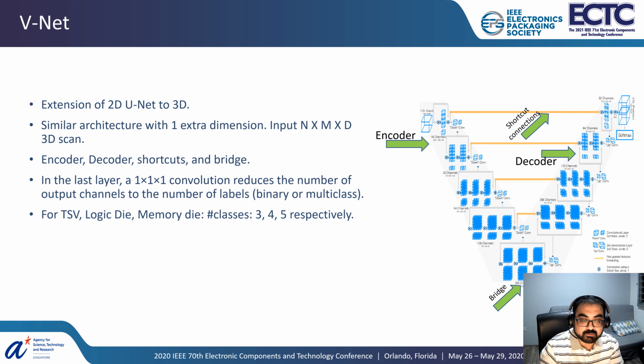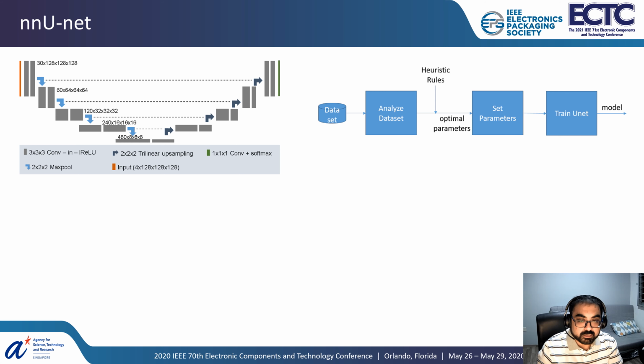So for TSVs, where we're looking at solder and void, we have three classes, one for background. For logic die, in addition to solder and void, we also have copper pillar, hence 4 classes. And for memory die, we have the background, solder, copper pillar, void, as well as copper pad, and hence need 5 classes. nnU-Net, so nnU-Net stands for no new U-Net.